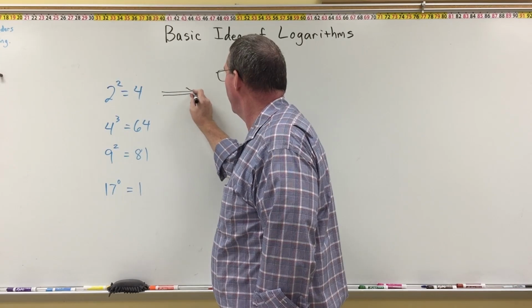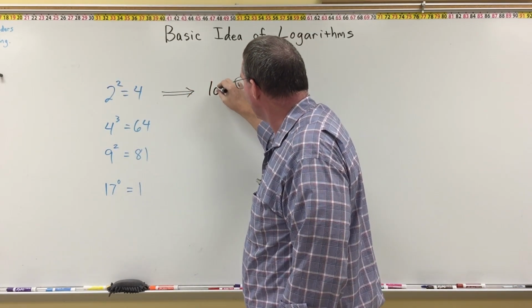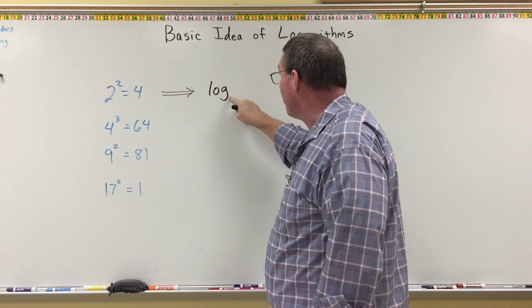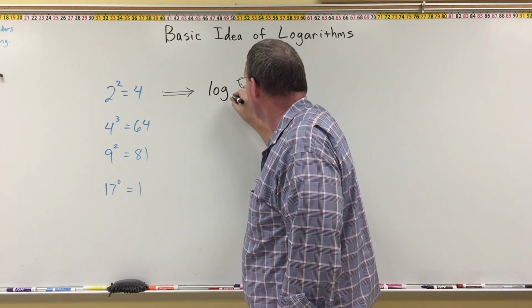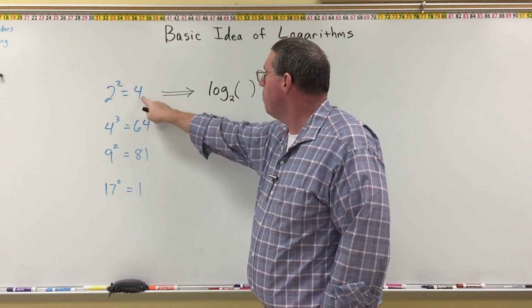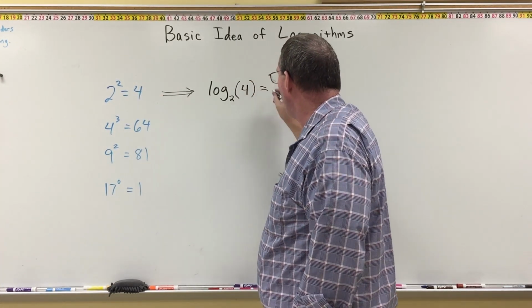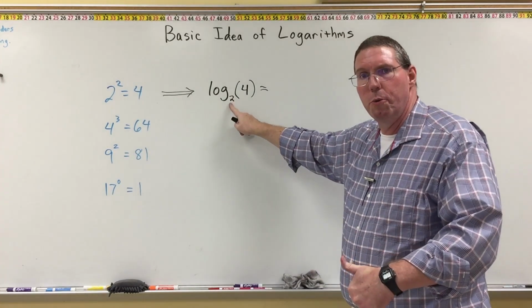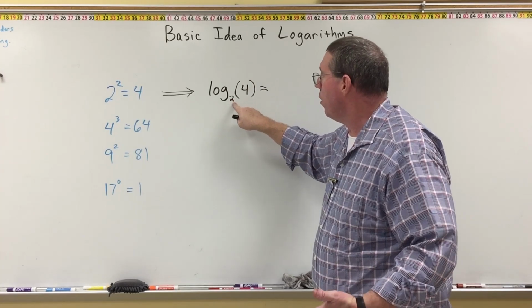I'm going to do a double arrow here. This is the same thing as log. And then we have to put a base. Well, what is the base of this exponent? The base is 2. So log base 2. And then what do we put inside the parentheses? We put the product over here. So we're going to put that 4 in here. And what this is saying is, 2 to what power equals 4? Well, the answer is 2.